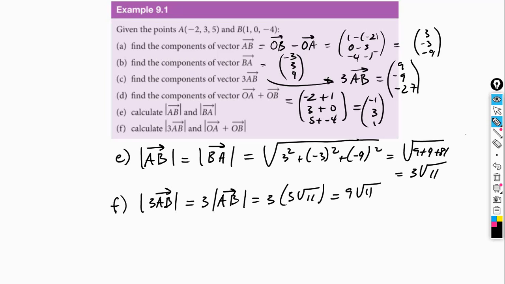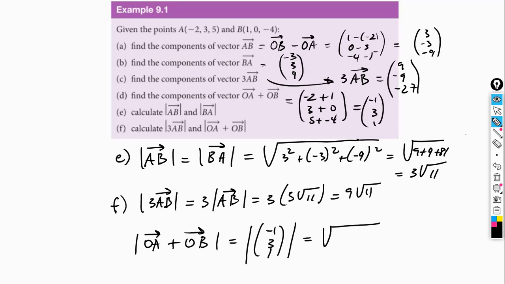And then we have calculate the magnitude of vector OA plus vector OB. Actually, it's one single magnitude, and we have to calculate the magnitude of that. That means the magnitude of part D, right? So the magnitude of (-1, 3, 1). And this is going to be the square root of 1 plus 9 plus 1, or the square root of 11.